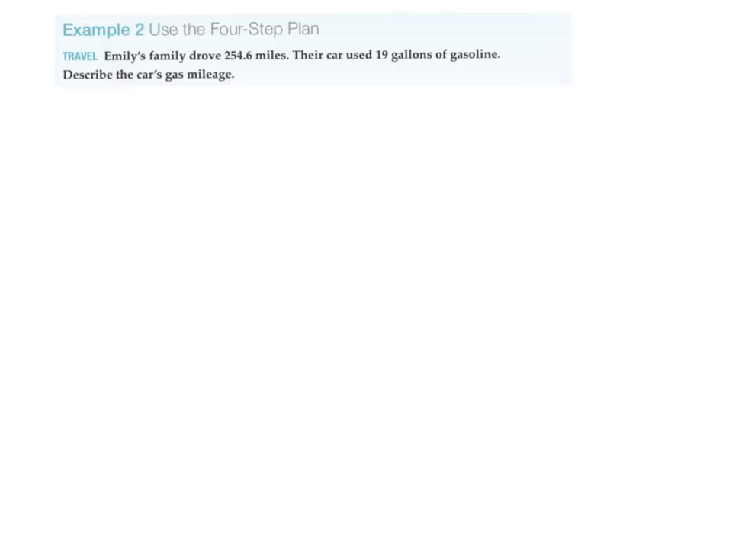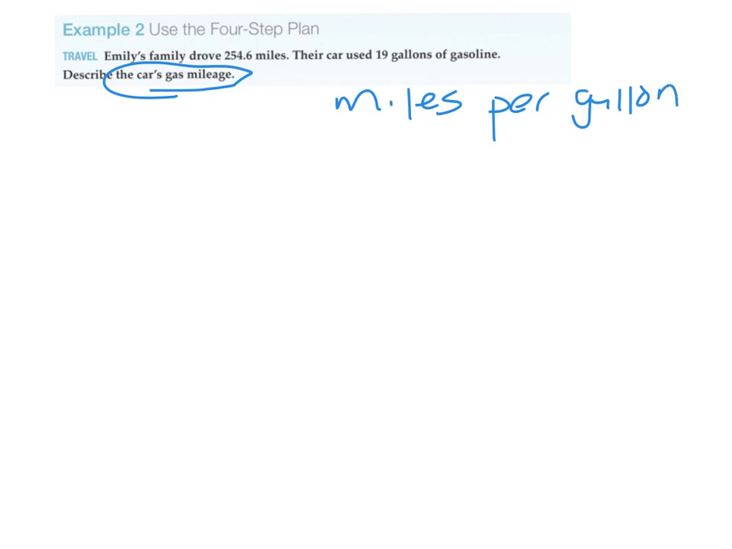Okay, once again, we look at what they want. We want the gas mileage. Gas mileage is miles per gallon. That's what we're familiar with, miles per gallon. So to do that, we want the miles on top divided by, this is division, gallons.